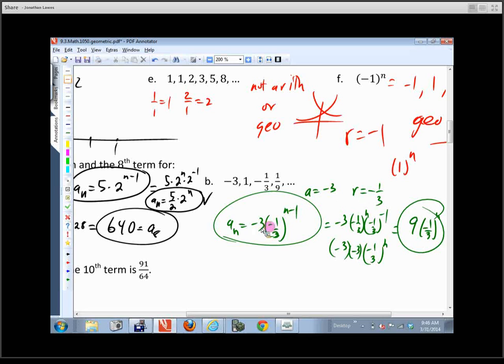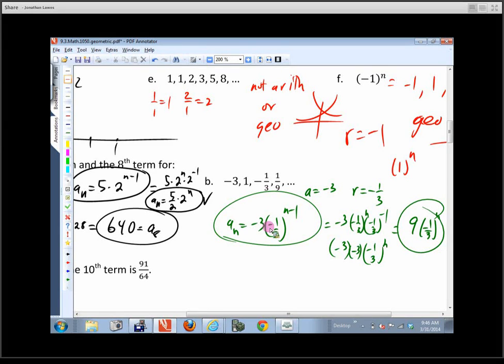Again, this is nice because it fits the format. It's fundamentally how we're getting from the first term to the nth term, and you don't have to fiddle with it as much. This looks a little bit nicer. Either one you want to use is fine. And then what is the 8th term? 1/729, and it's positive, right?